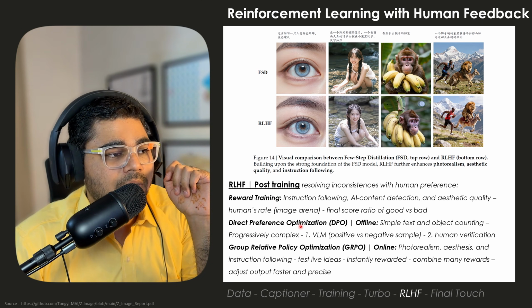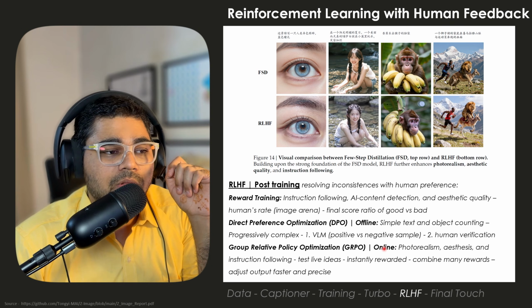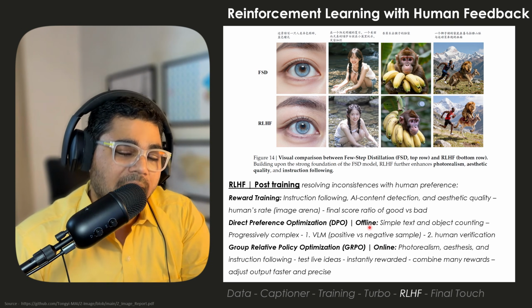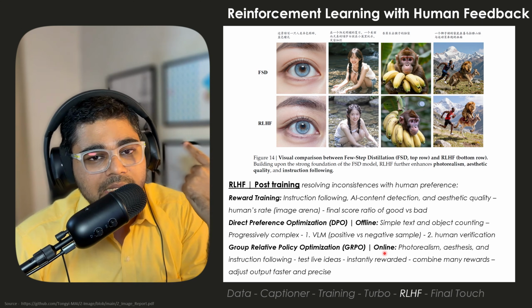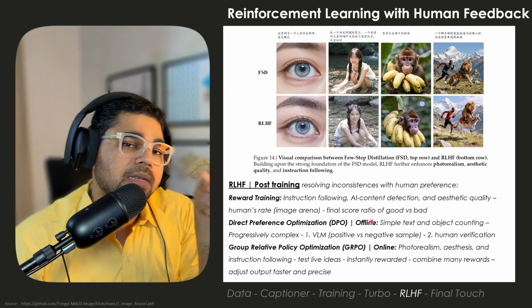Now the next stage is called direct preference optimization. Now here this is offline. Now this offline and online is not on the internet. The offline means you already have the images and you're scoring. Online means as the images are generating, you're scoring. Okay, so that's the difference. It's not internet or no internet.